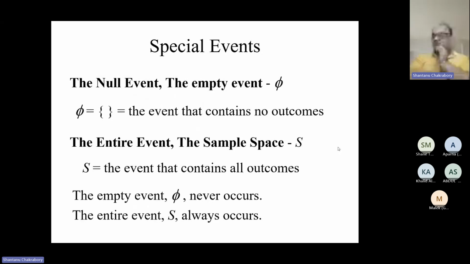A null event does not contain any outcome. And the entire event is the sample space with all outcomes. So we can have an empty event that never occurs, or we can have the event that always occurs, that is the sample space S, right?